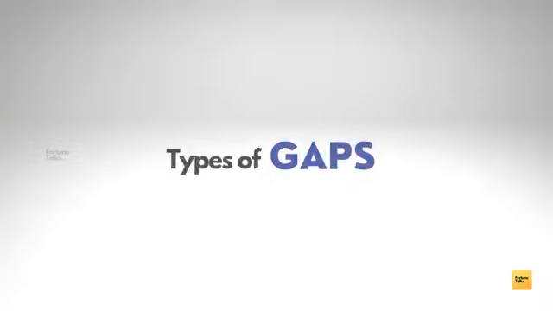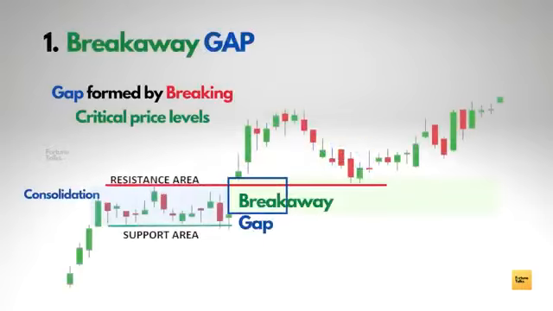Now all the gaps are not the same. There are different types of gaps, and actually the gaps are divided based on the context in which they appear. So I'll talk about three of them. Number one is the breakaway gap or the breakout gap. The breakaway gap means breaking an important support or resistance level or a significant trend line in the form of a gap. The breakaway gap actually appears after the completion of an important pattern, like price in a consolidation range or a continuation or a reversal pattern.